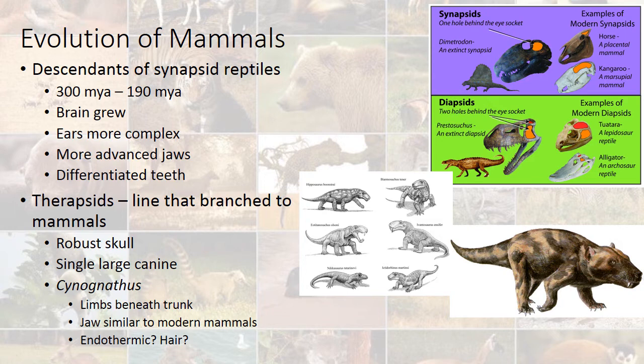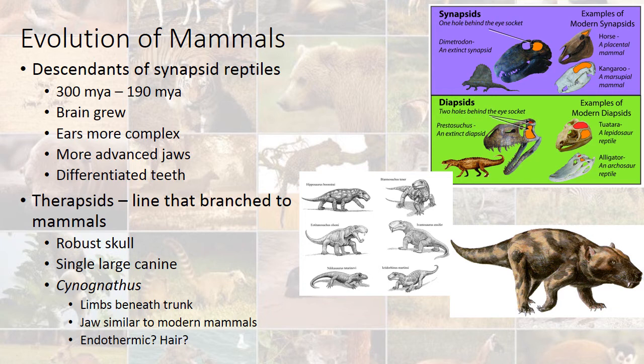And over the course of the time that the synapsid reptiles were on Earth, some changes occurred in their species. So the brain grew, their ears became more complex, their jaws became more advanced, and their teeth differentiated so that they had that heterodentition, the different types of teeth. Those characteristics are things that we see in present-day mammals.